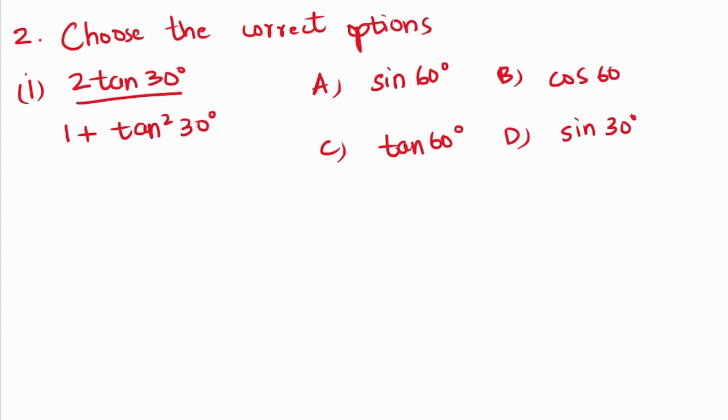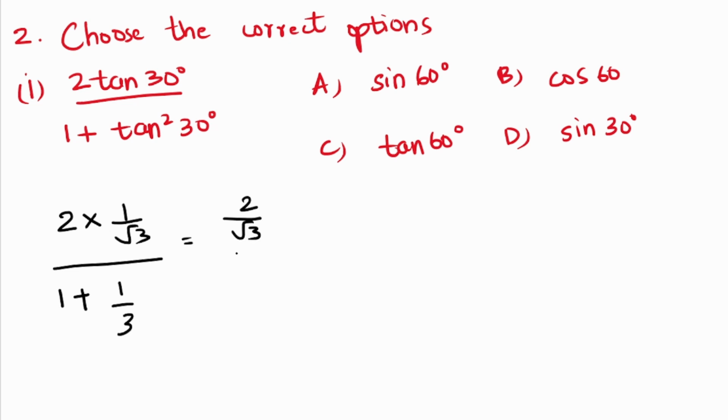This is the second question. You have to choose the correct option. So here, 2 tan 30 degree divided by 1 plus tan square 30 degree. So what is tan 30 degree? Tan 30 degree is 1 by root 3. I've written 1 by root 3 over here. Then you have 1 plus, what is tan square 30 degree? Tan 30 is 1 by root 3, so tan square 30 degree will be 1 by 3. So this will be 2 into root 3 divided by, taking LCM, we will get 3 plus 1 divided by 3. That is 2 root 3.